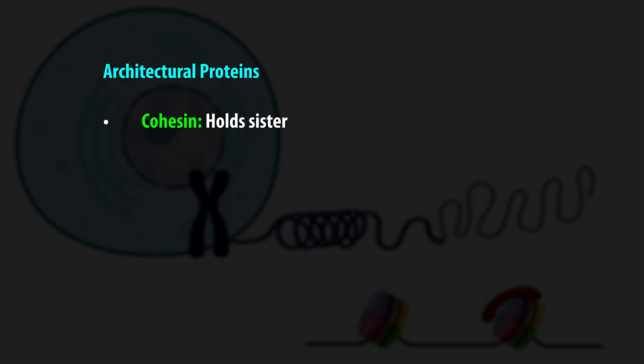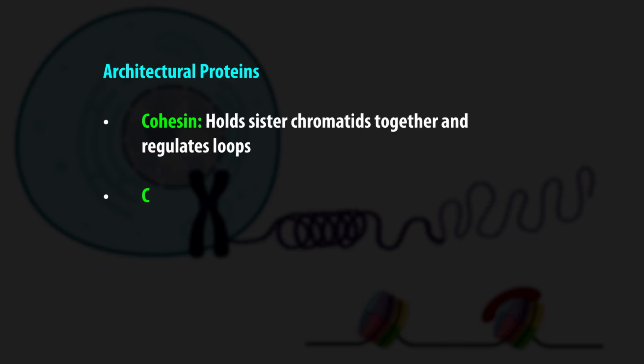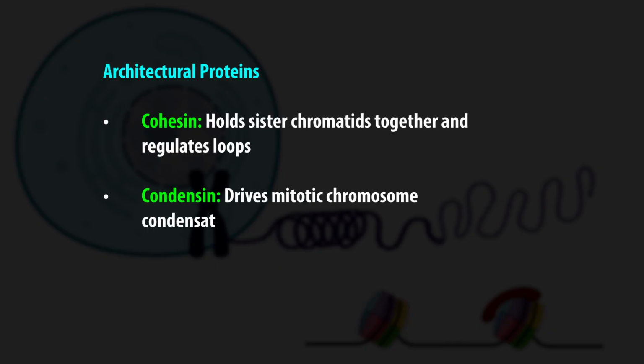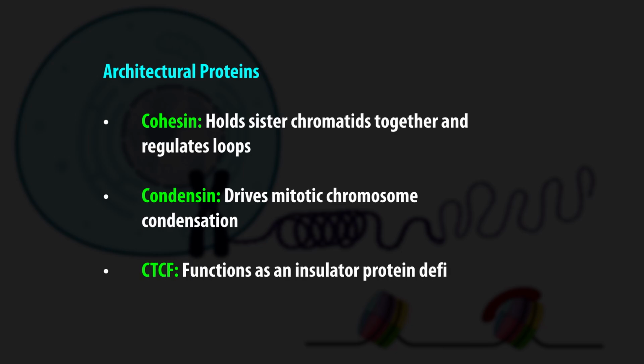First, the cohesins. Cohesins hold the sister chromatids together and regulate loops. Next, the condensins. Condensins drive mitotic chromosomal condensation. Next, the CTCF. They function as an insulator protein defining TAD boundaries.